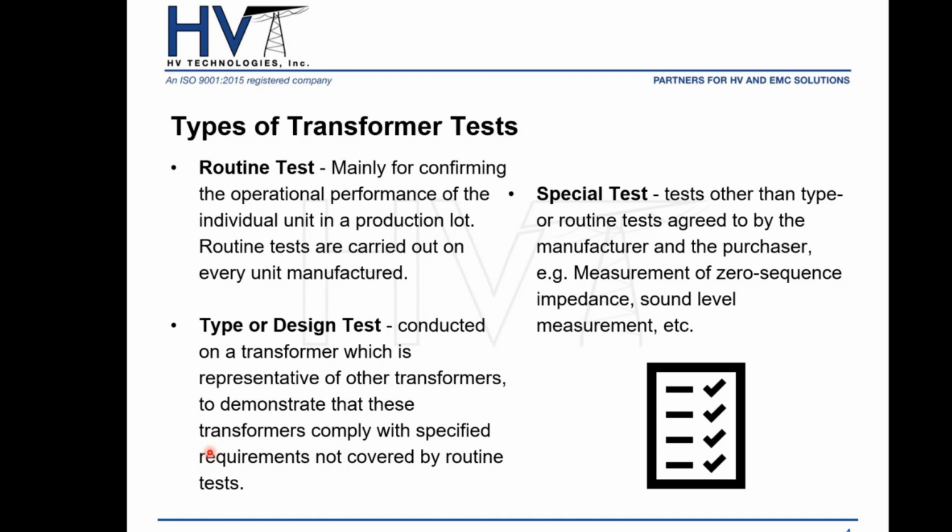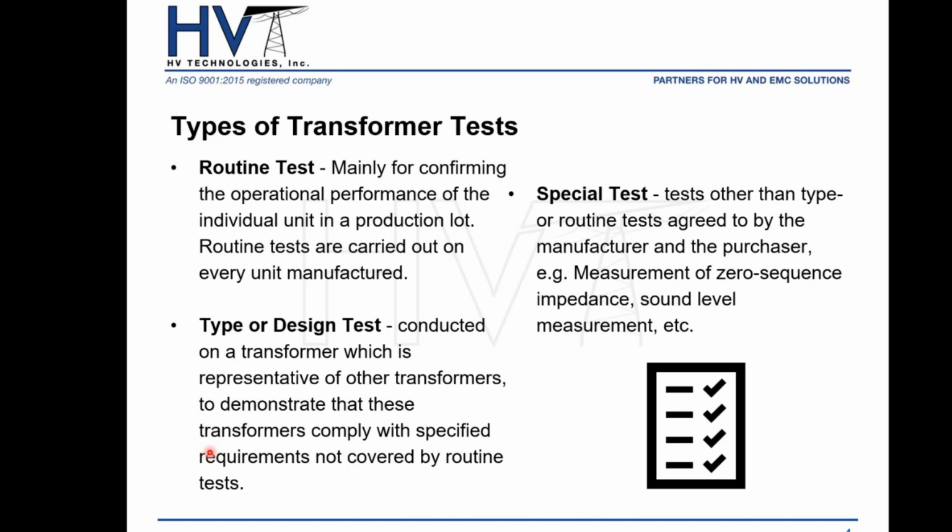Then you also have your type or design tests, and these are usually conducted on a transformer which is representative of other transformers to demonstrate that they comply with specified requirements that are usually maybe not covered by a routine test. So in a lot of transformers, to test the design, you'll pick one, run the test, and each transformer in that lot should have that basic characteristic.